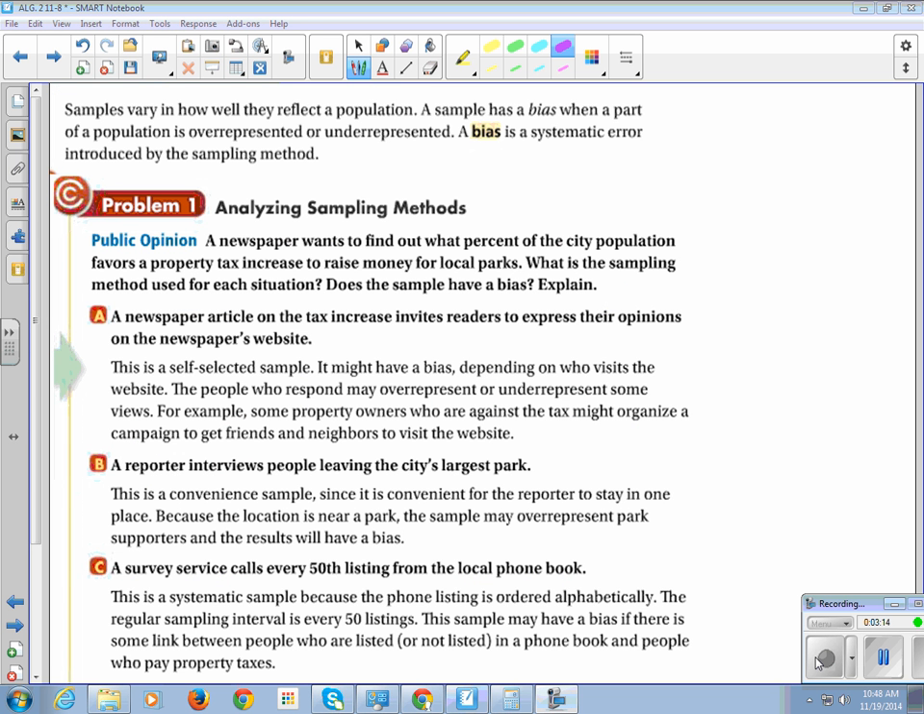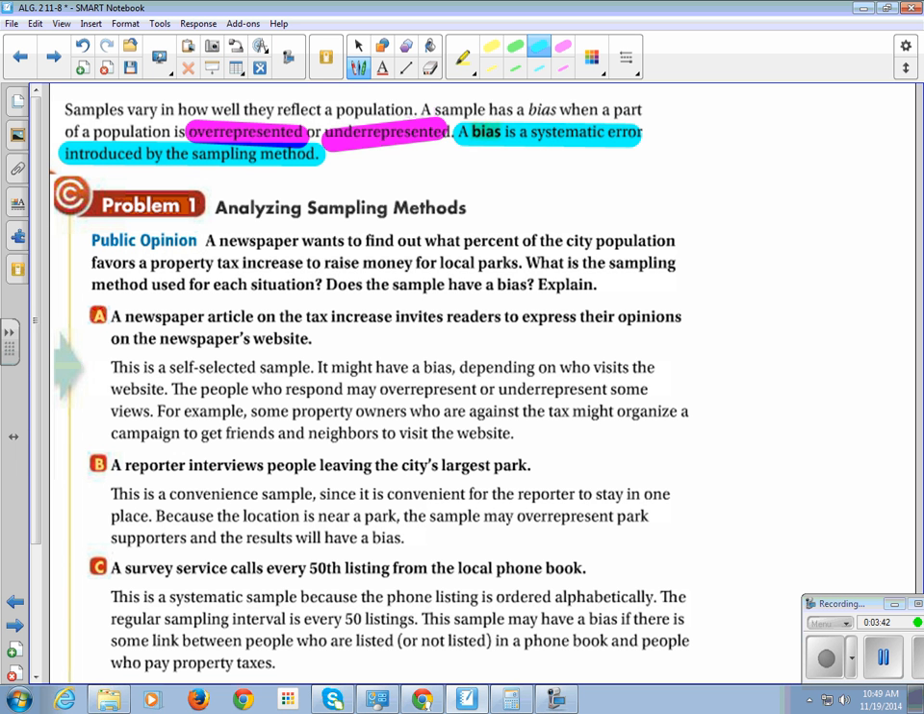So samples vary in how well they reflect a population. A sample has a bias when a part of a population is overrepresented or underrepresented. A bias is a systematic error introduced by the sampling method. So let's take a look at some sampling methods.